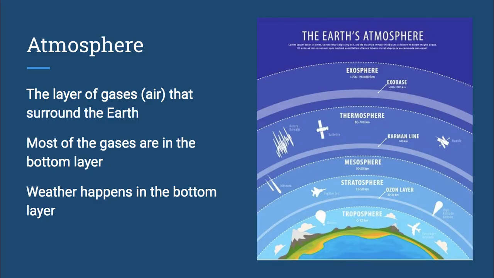So to start, let's talk about the atmosphere. The atmosphere is the layer of gases that surround Earth. When you look up, you're looking at the atmosphere. Most of the gases are in the bottom layer.